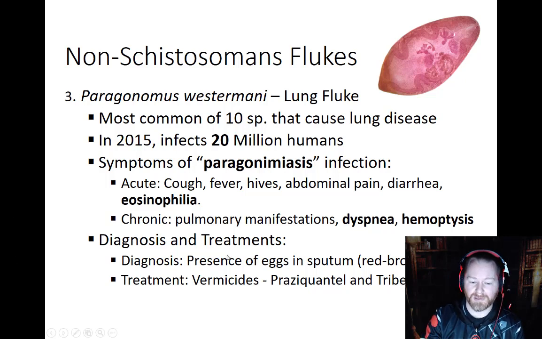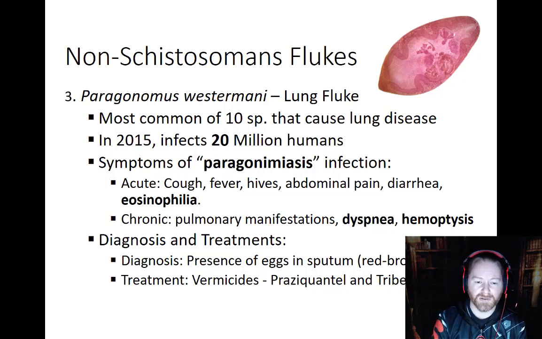Diagnosis and treatments. Again, just look for eggs, but in this, you're going to check in the sputum, which is the stuff that you cough up. The eggs are actually red-brown in color, so if there's bleeding, it may be hard to see, but if you're just coughing up pus, then they're a little bit easier to see.